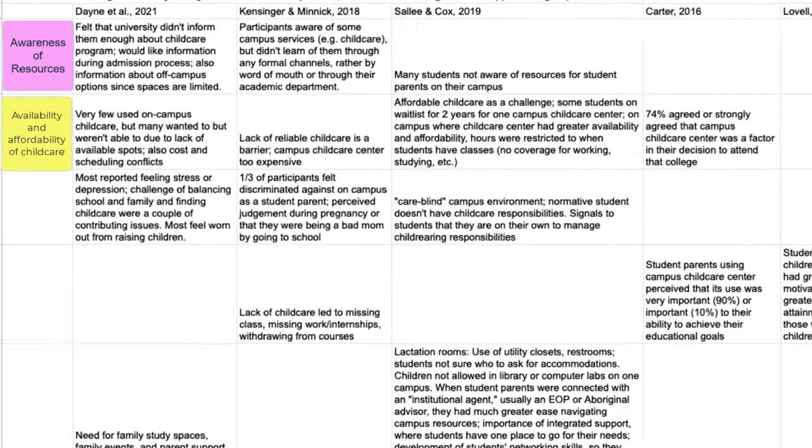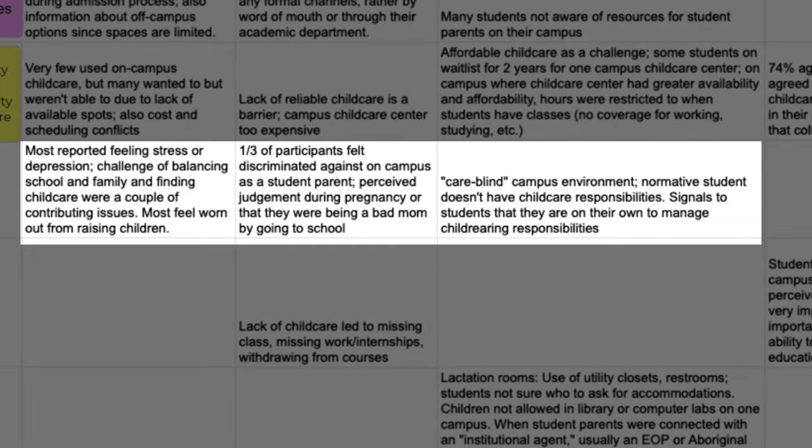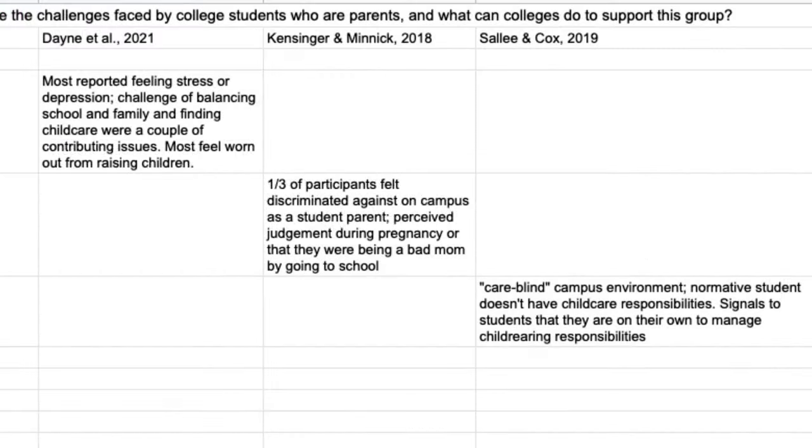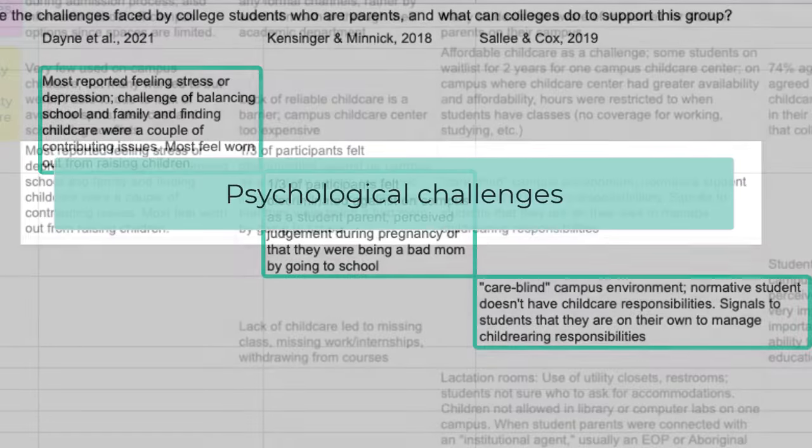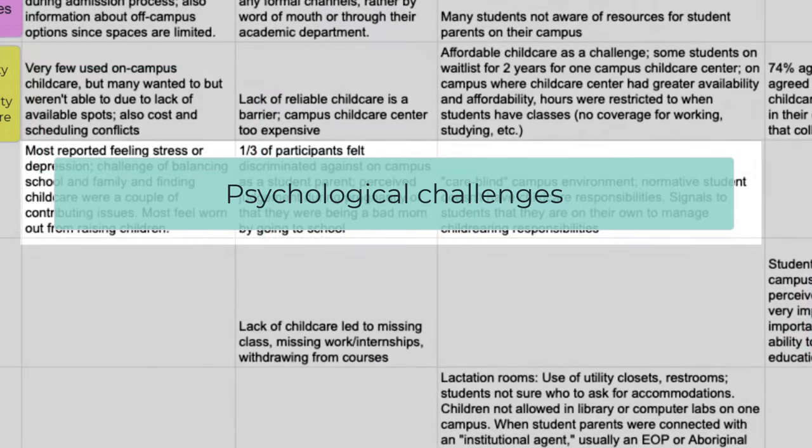The third row was a lot trickier for me. I initially had these three findings in different rows because their connections to each other were not immediately apparent. One has to do with feeling stress or depression around balancing family and school. One has to do with perceived discrimination against student parents. And one has to do with campuses ignoring the childcare responsibilities of students and signaling to them that they're on their own to deal with it. As I kept looking at my table, though, I started to realize that they are all connected in the sense that they are psychological challenges faced by student parents. And so I moved them all to the same row and named the theme.